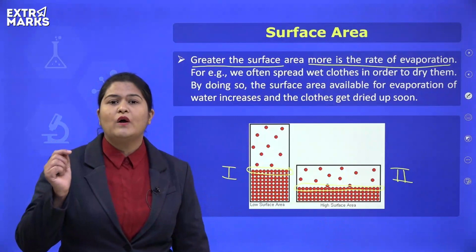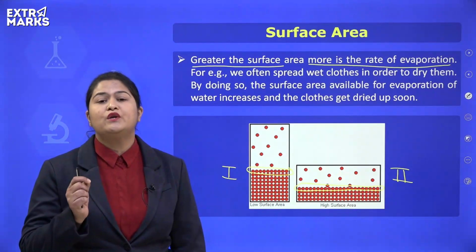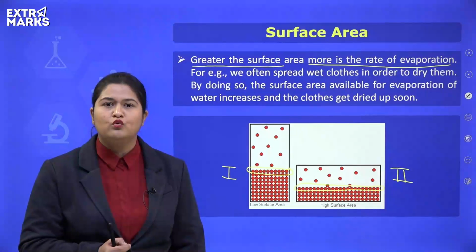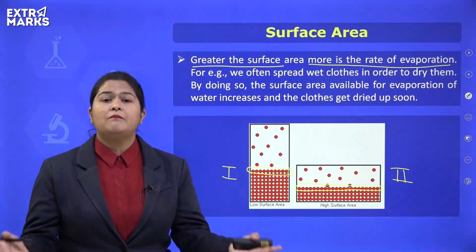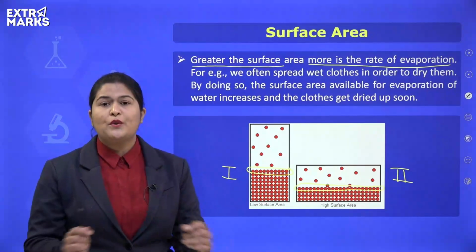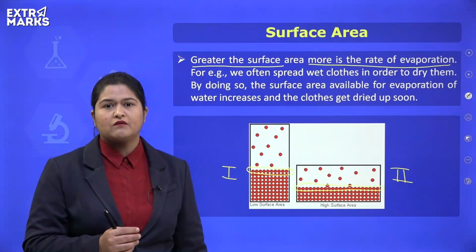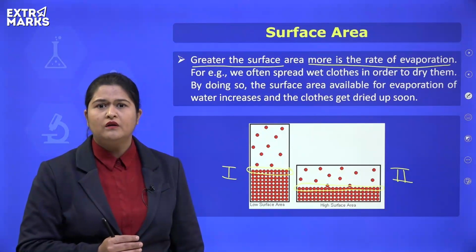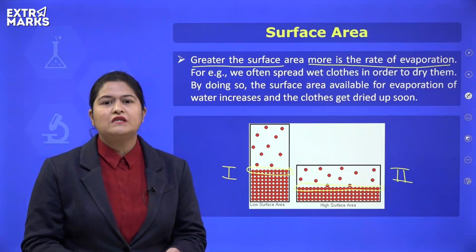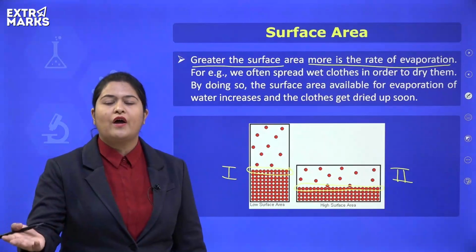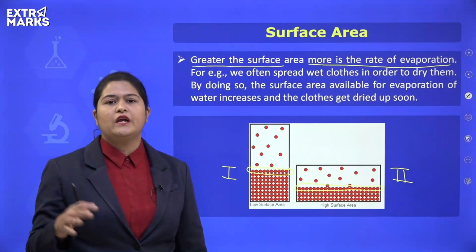Isn't it? There is one more day-to-day life example which we can use to understand this. Whenever we wash our clothes, what do we do? We spread them wide out, isn't it? We spread them on strings. Why do we do that? Why don't we fold our clothes and keep them in the almirah and allow them to dry over there? Not possible. You all will say, what kind of thing is this, ma'am? The clothes will not dry for days if we keep them wet in the almirah.